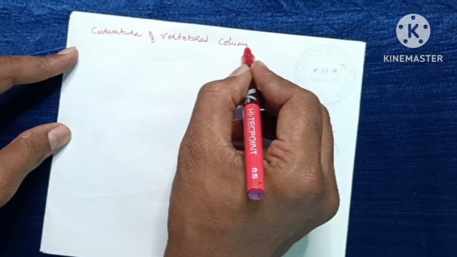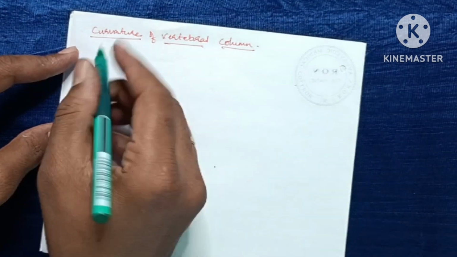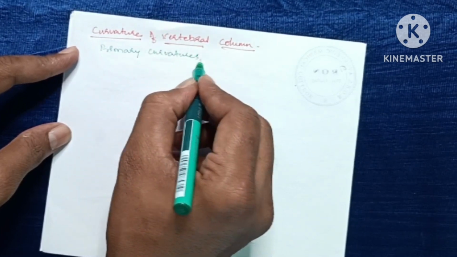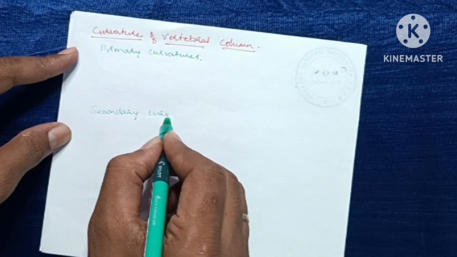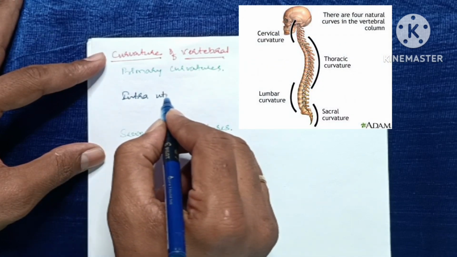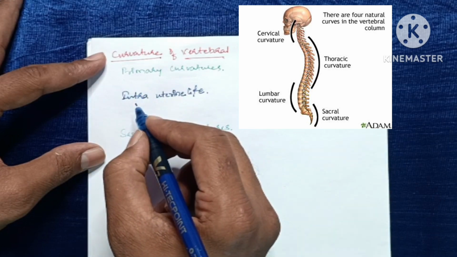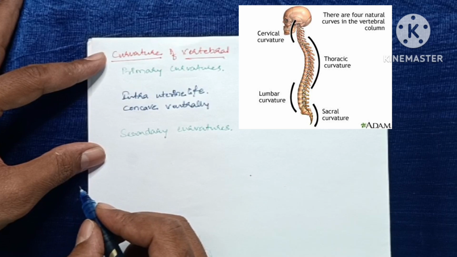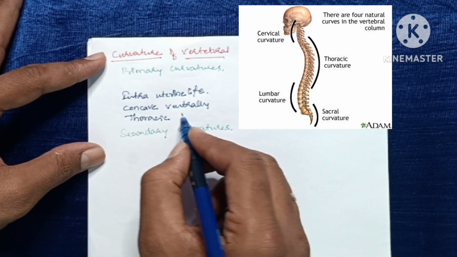After these, the curvature of the vertebral column. There are two types of curvatures. One is primary curvatures, which are present from birth, and the other is secondary curvatures, which develop after birth. Primary curvatures develop during intrauterine life. They are concave ventrally. There are two primary curvatures here: the thoracic curvature and the sacral curvature.